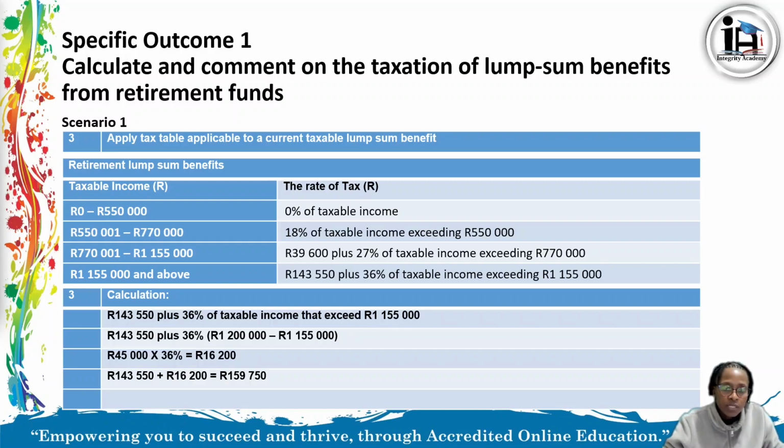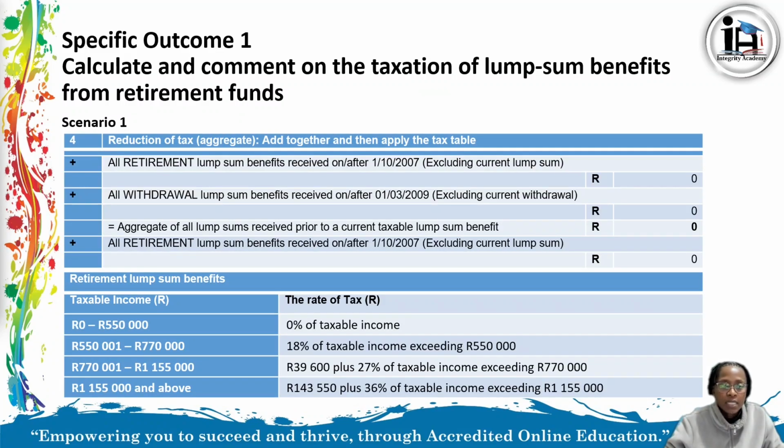Therefore, we do the calculation there of 143,550 plus 36% of taxable income that exceeds 1,155,000. So 1,200,000 minus 1,155,000 is 45,000. Then 45,000 we multiply by 36%, which is 16,200. Then that 16,200 we add to the 143,550, which is equal to 159,750.